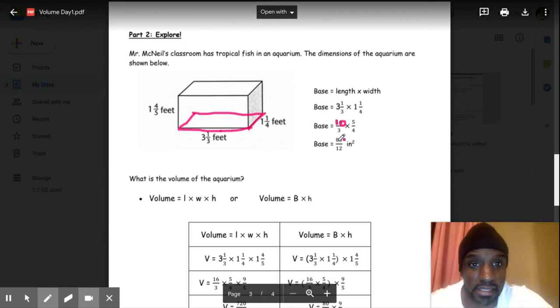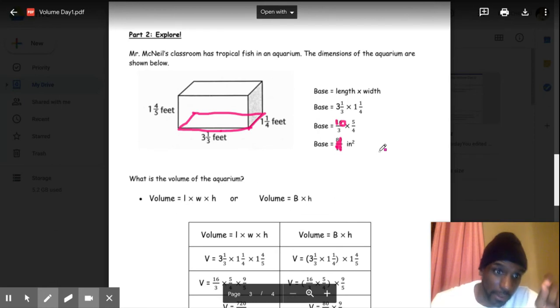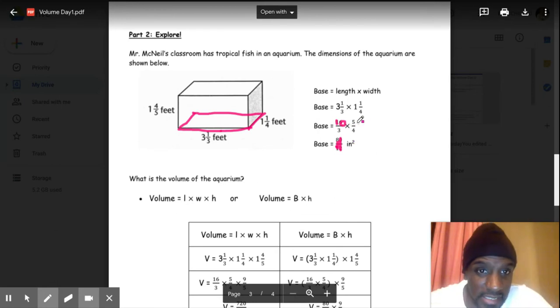So let's look at this. Okay, I'm going to cross this answer out. Remember, this is the area. So it's going to be units squared. Okay, now here we go. 10 times 5 is what? That's 50 over 3 times 4, which is 12. So the base is 50 over 12 inches cubed.